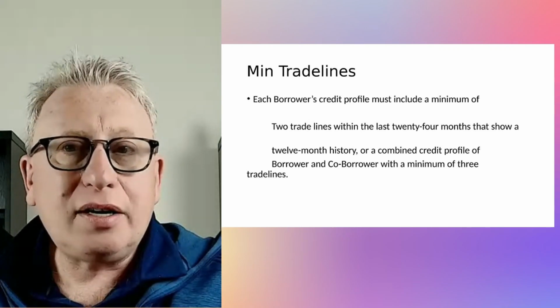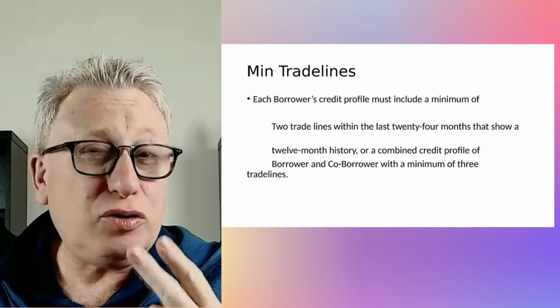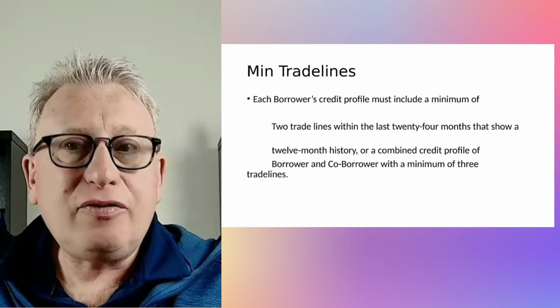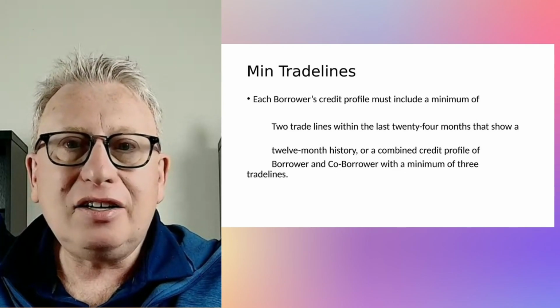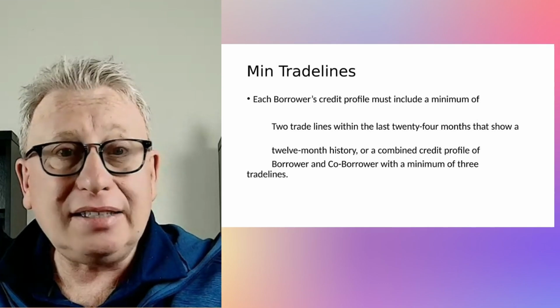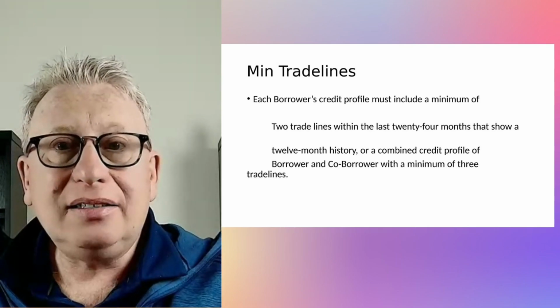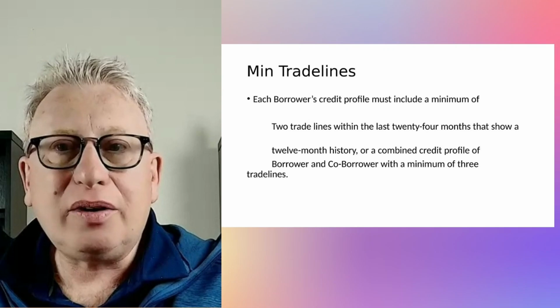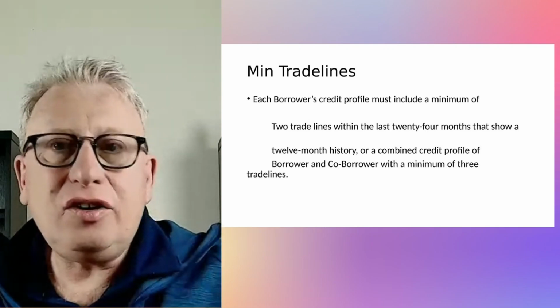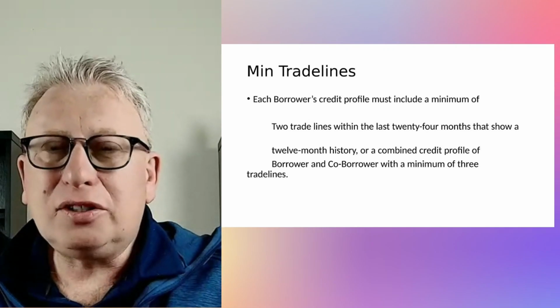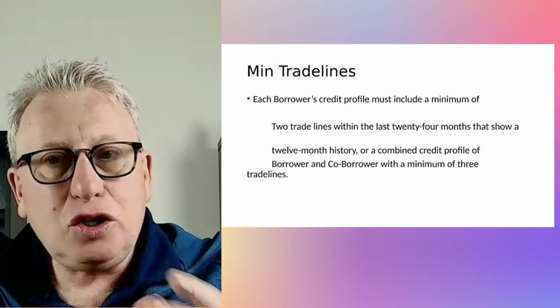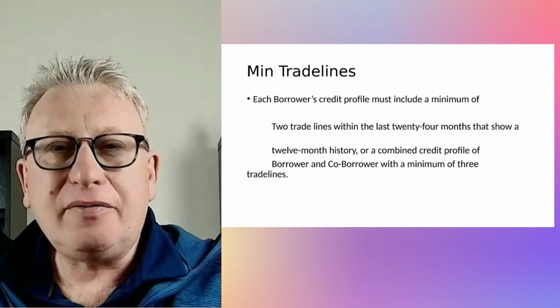Each borrower's credit profile must include a minimum of 2 trade lines within the last 24 months. So that means you have to have these trade lines that have been open 24 months, and they have to show at least a 12-month history of being used. And if there's more than one person on the loan, then between the 2 borrowers, you have to have a minimum of 3 trade lines.